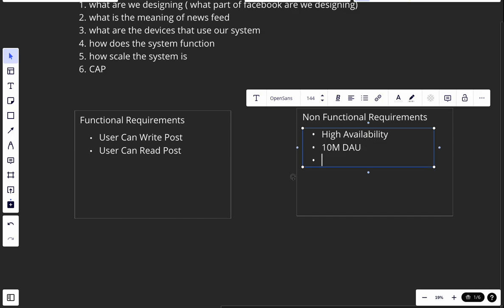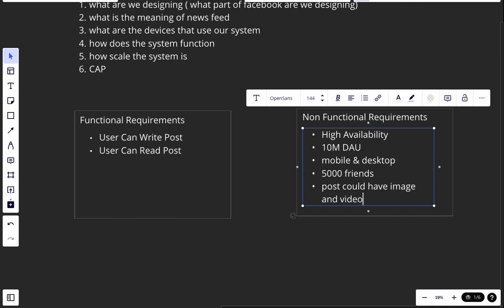We support mobile and desktop. Also, I guess a user can have 5,000 friends. Maybe also we said that a post could have images and videos. Okay, and I guess, yeah, I guess that's it for this section.